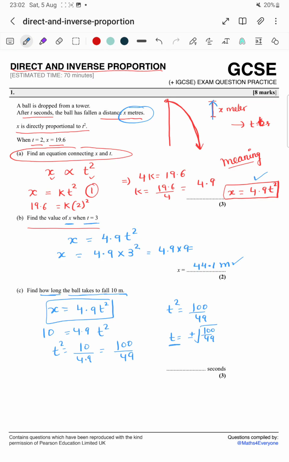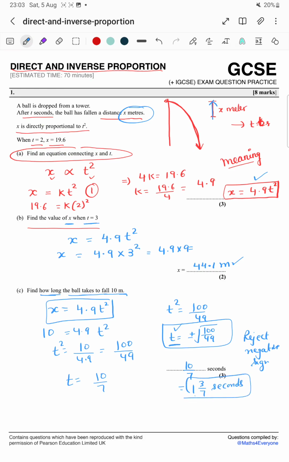Because this is a time, it cannot be negative, so we reject the negative sign. Normally, whenever we take a square root we always take plus and minus, but here t is representing time and it can't be negative, so this is 10 over 7, which is equal to 1 and 3/7 seconds. So this will be the answer for the third part of this question.